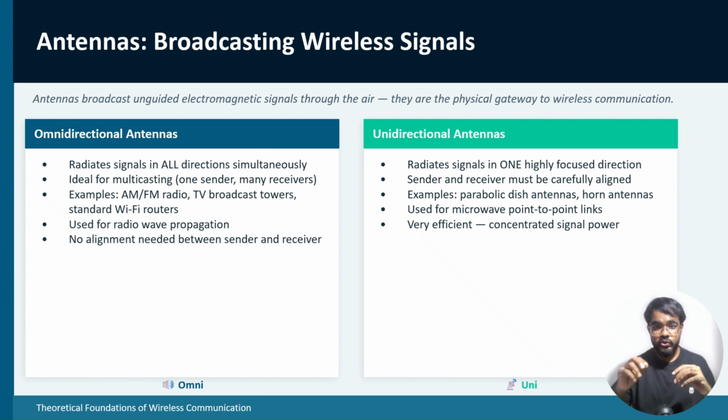such as AM, FM radio, television and standard Wi-Fi routers. Second, unidirectional antennas. These antennas send out signals in one direction because the waves are normally focused. The sending and receiving antennas must be carefully aligned. Examples include parabolic dish antennas and horn antennas, which are used for microwaves. They are highly efficient for point-to-point communication.